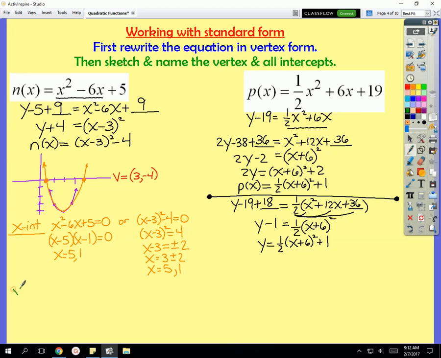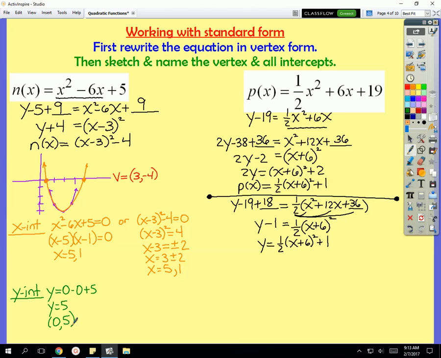The y-intercept is always easy, usually from standard form the easiest, because if you plug in 0 for x, you'll have 0 minus 0 plus 5. This is plugging into the standard form. So that's telling you your y-intercept is at (0, 5).